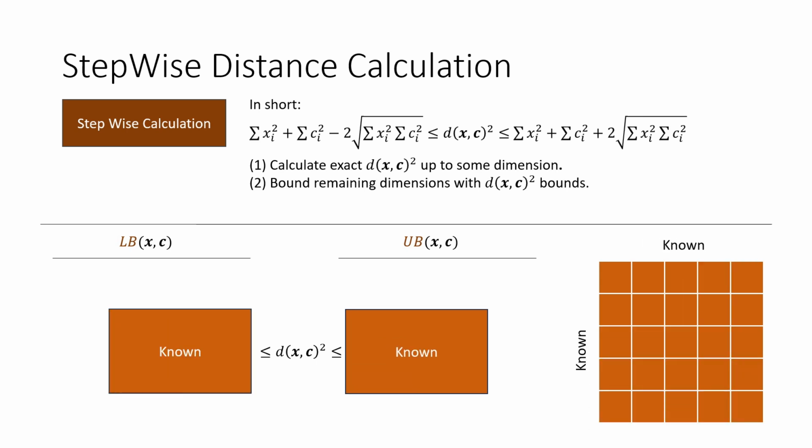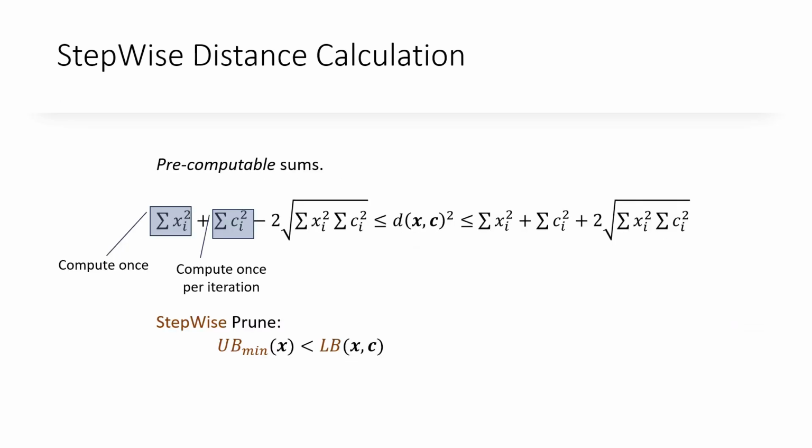The good thing about this is that we can pre-compute all sums in these bounds, as each sum is only over either the data or the centroids. So for the data we can compute it once beforehand, and for the centroids we can compute the sums for each iteration. And then stepwise we can prune, like we did with the older bound methods, by comparing the upper bound and lower bound. And if the upper bound is lower, then we know that everything else is further away.